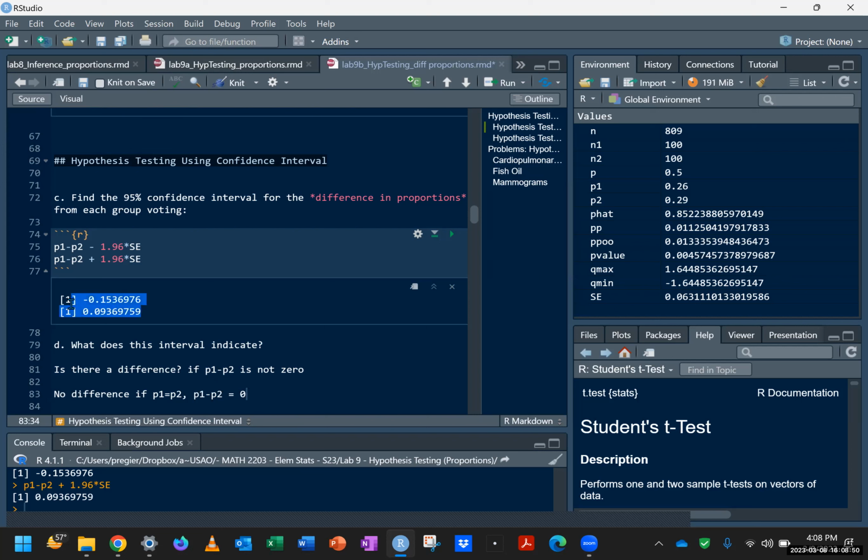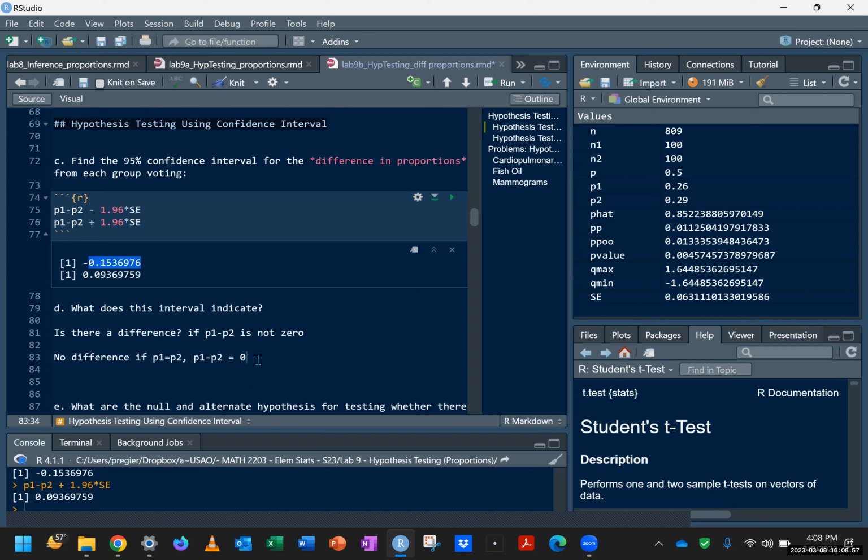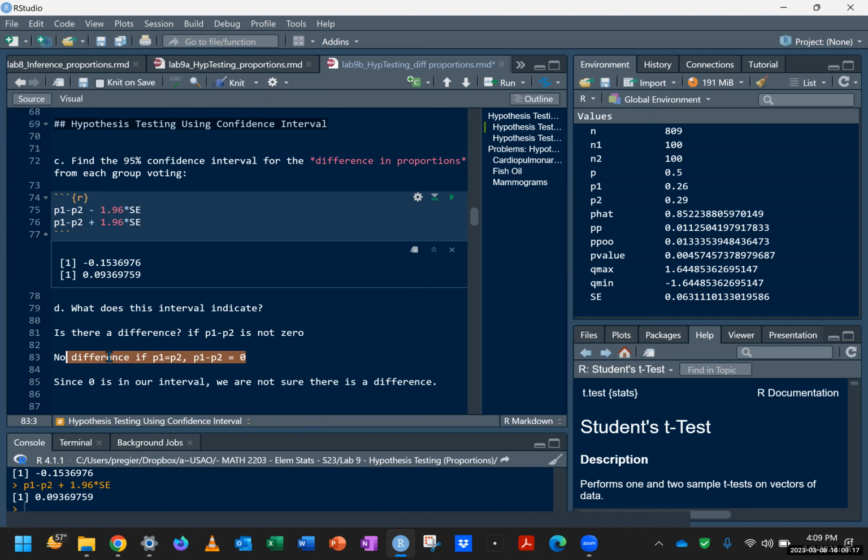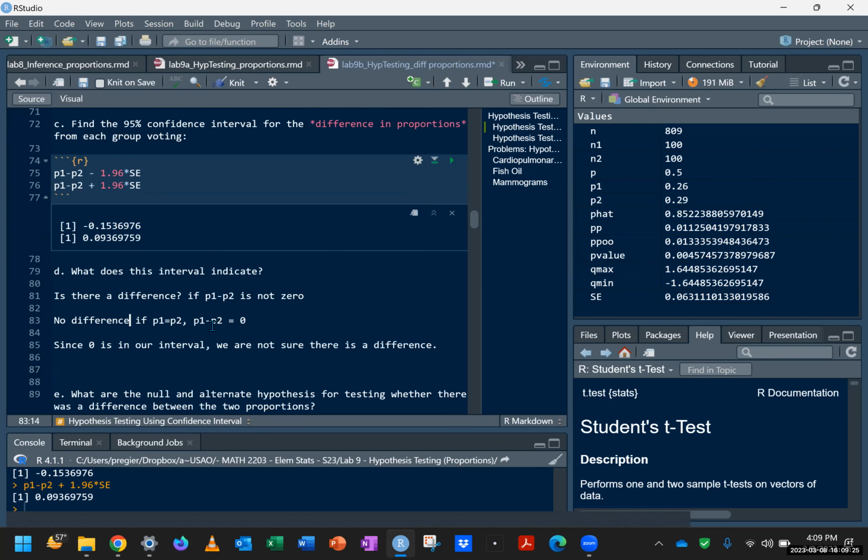And since our interval contains 0, boom, 0 is between these two values, we are not sure. Since 0 is in our interval, we are not sure there's a difference. 0 could be a plausible value, so it may be the case that there is no difference between the two. So think about that for a second.